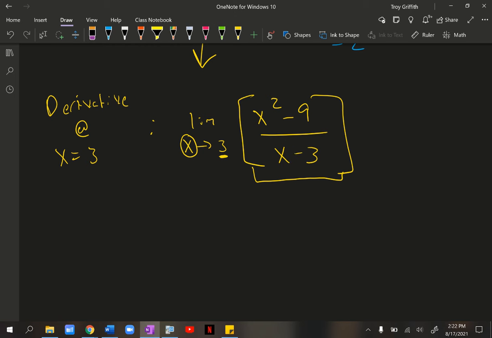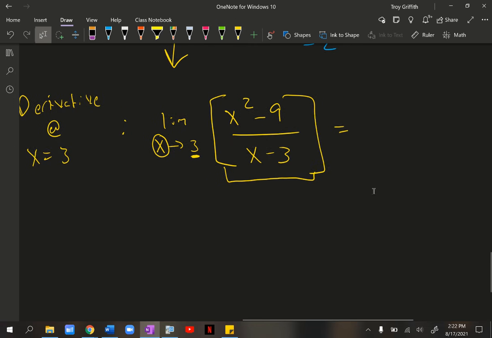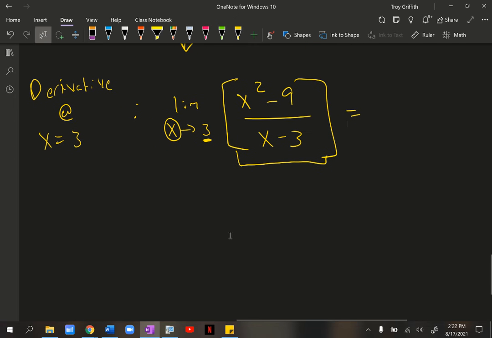Now you look at that and you're like, man, how in the world am I going to evaluate this myself? Well, this is where a calculator comes into play. So I'm going to finish this problem by showing you how I would attempt to do this on a calculator. There are some algebraic ways to do this problem without a calculator, but for now we're just trying to understand the idea of a limit and how it needs to be used in order to find a derivative. So I'm going to show that to you right now.